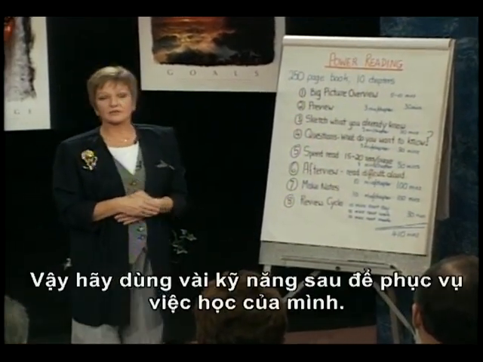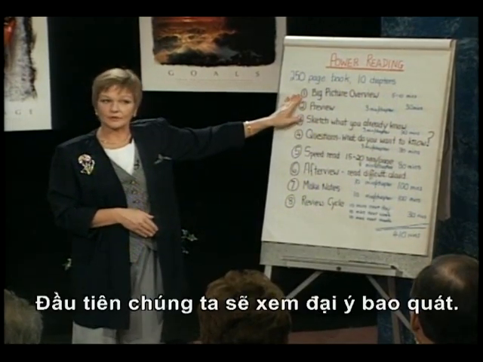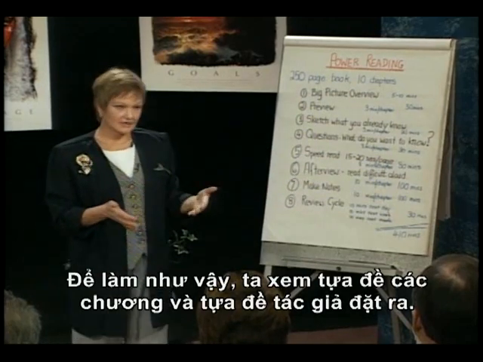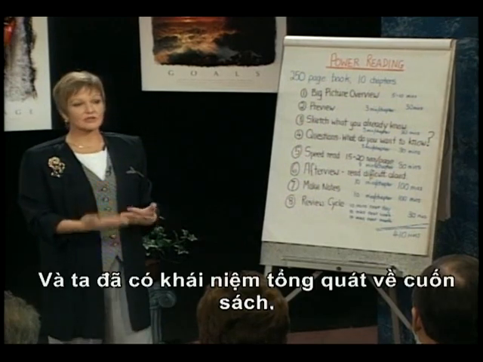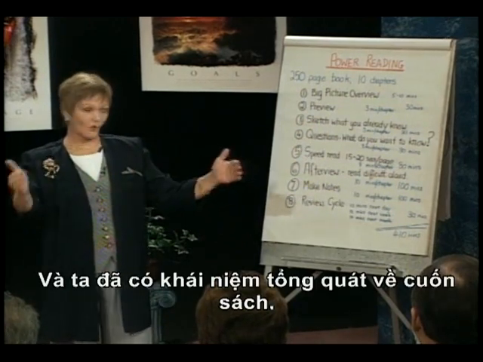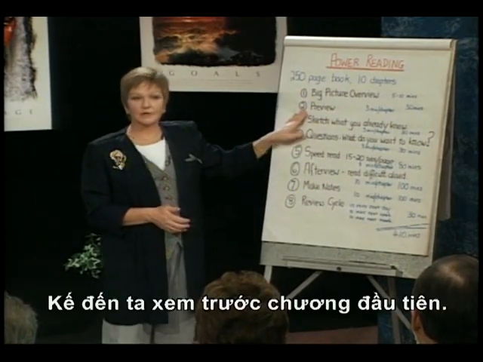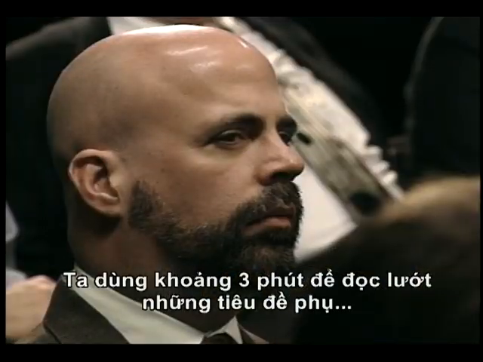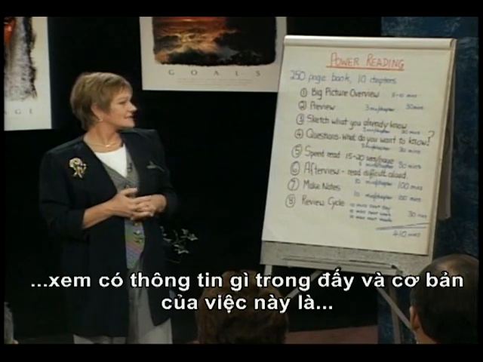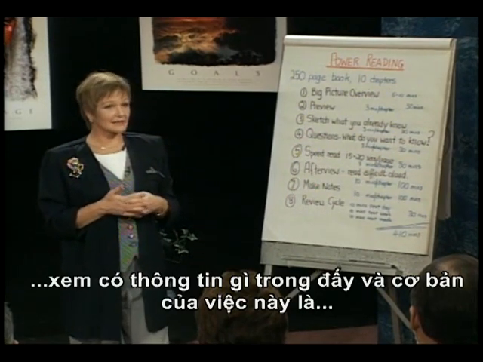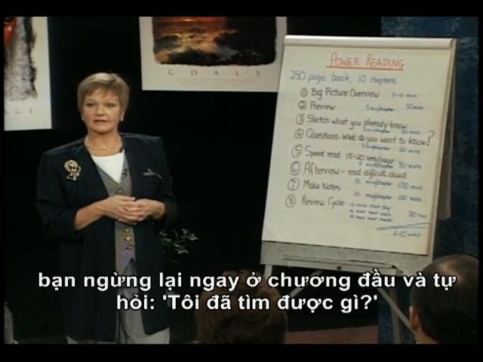Now, using techniques that we've already spoken about in this stage of learning, we first of all get a big picture overview. And to do that, we look at the title and the author, we look at the chapter heads, we look at the index, so that we've got a general idea of what the whole book is about. We spend about 5 or 10 minutes just doing that. We then preview the first chapter. We spend about 3 minutes really going through, reading any subheadings and looking to see what information is in there. And basically at this point, you stop after the first chapter and you say, have I found anything of use?